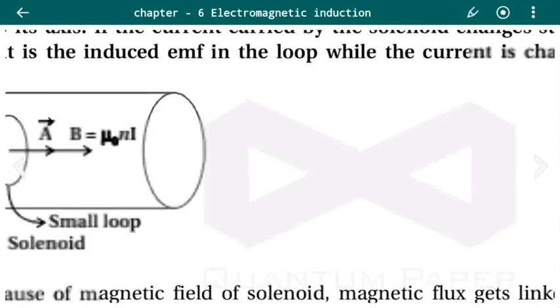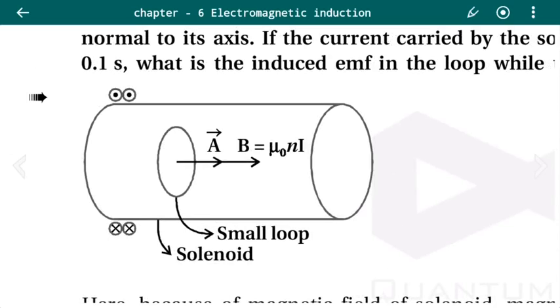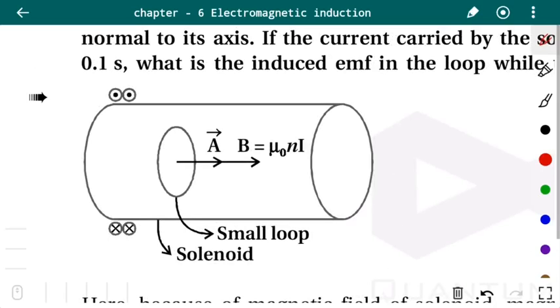As you can see over here from the figure, the current is passing from the upper side, the current is coming out of the plane of paper, and from the bottom you can see that current is going into the plane of the paper. So when you curl your fingers of the right hand, then the thumb direction will be towards the right hand side. So this shows the direction of the magnetic field. And the area vector of the small loop is also along the right hand side.